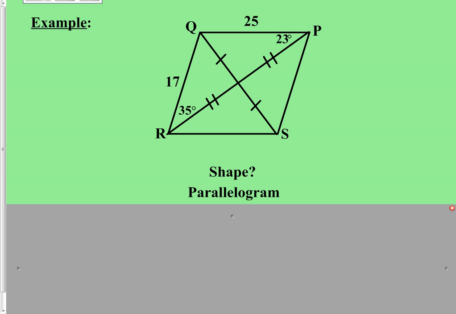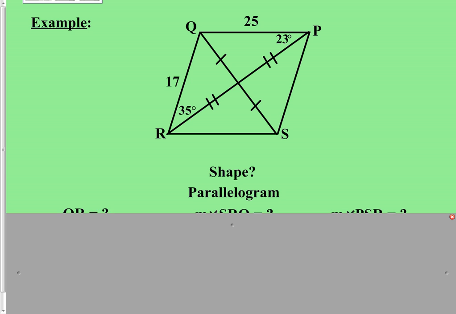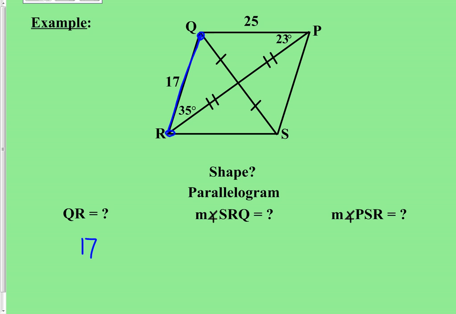Now, based upon the fact that we now have it classified as a parallelogram, let's see if we can identify some of the measurements that are going on inside of this parallelogram. The first measurement that we're asked about is the length from Q to R. Well, that one was pretty simple. It's marked in the picture. The length from Q to R. We can't ask for a question really any easier than that, so it would be 17.